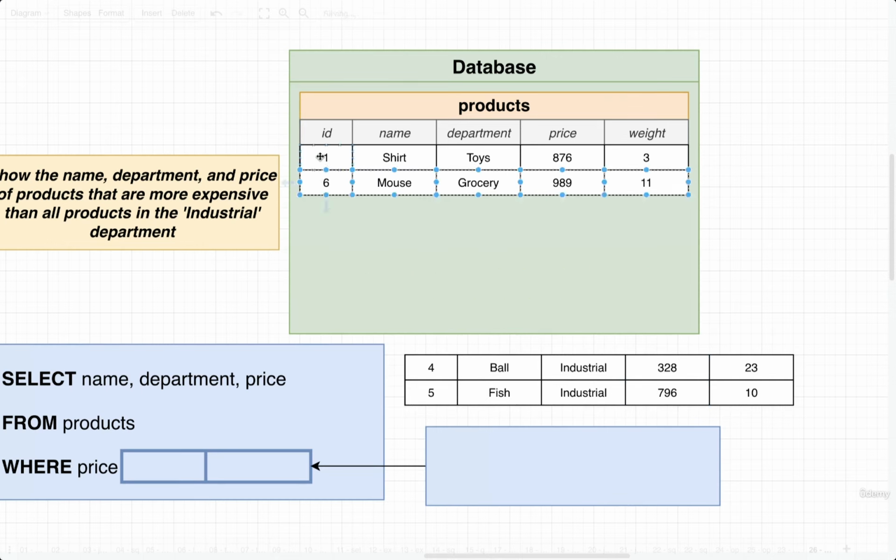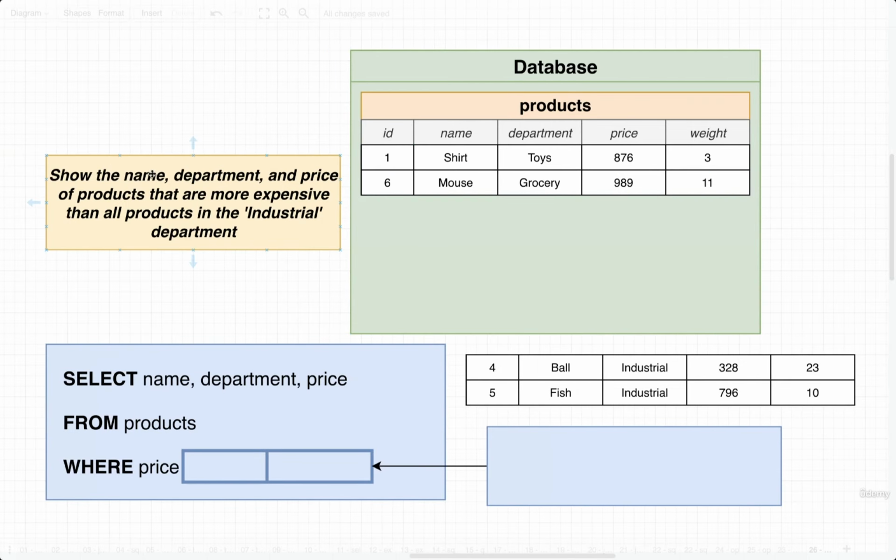So we are left with just these two rows right here. And then we only want to see the name, department, and price. So we would delete ID and weight, and we are left with just that. All right, so that is how we would solve this question. Now that we understand how we'd solve it in kind of a diagram format, let's figure out how we would solve it with SQL instead.